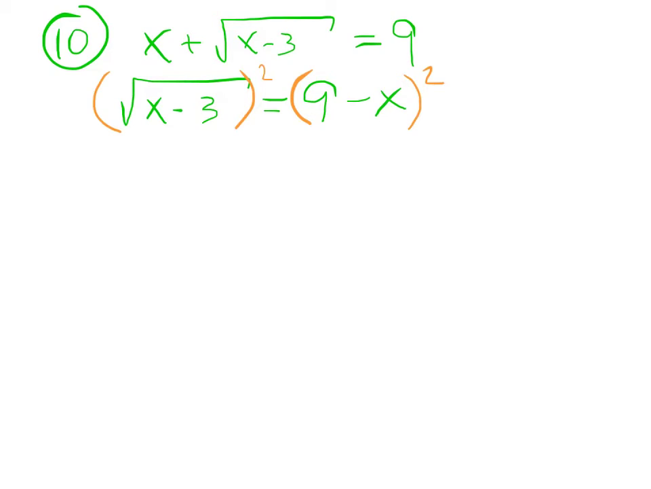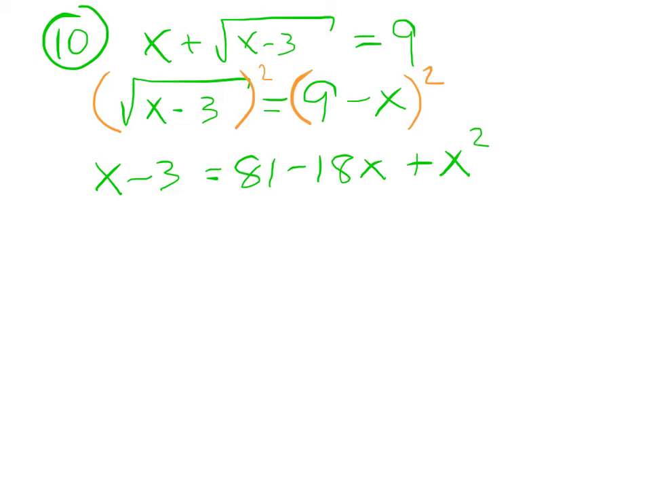Now when I square both sides, x minus 3 squared is x minus 3. And 9 minus x squared I have to calculate by foiling. I have to do 9 minus x times 9 minus x. And I get 81 minus 18x plus x squared.